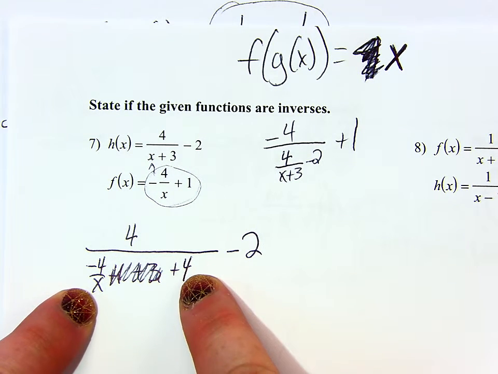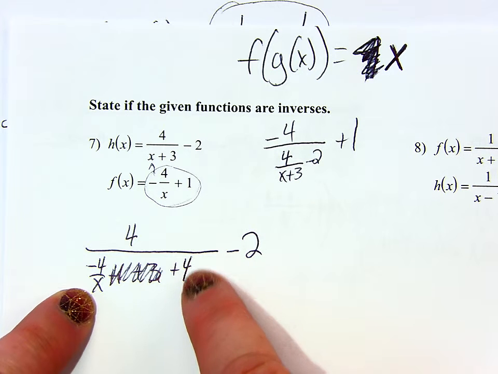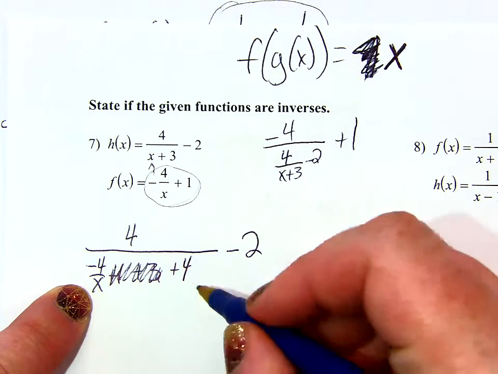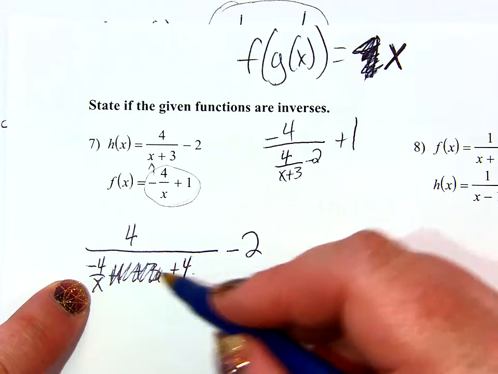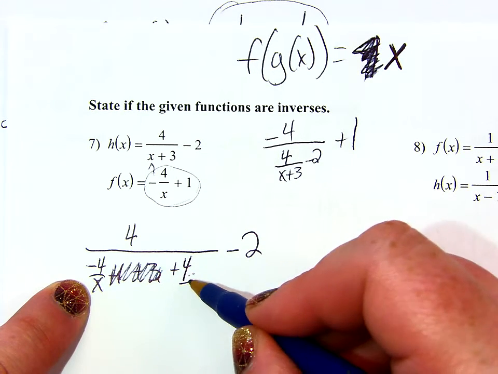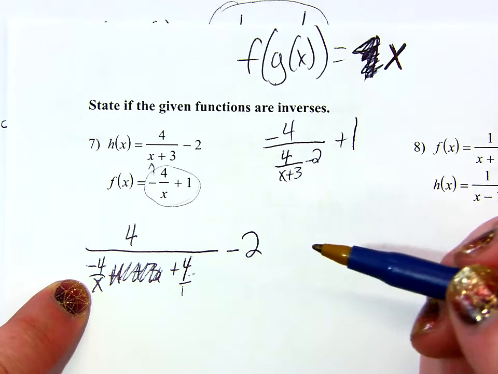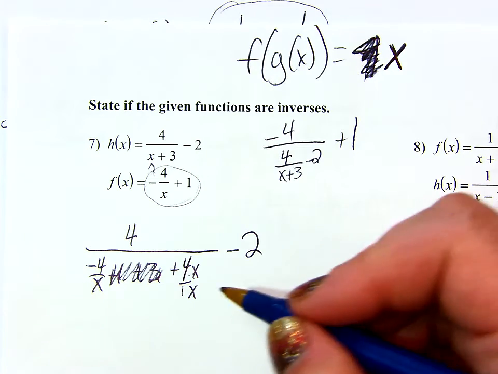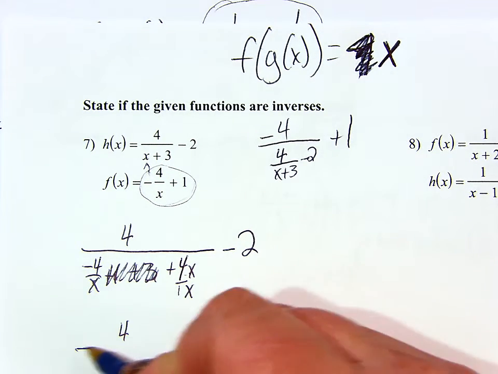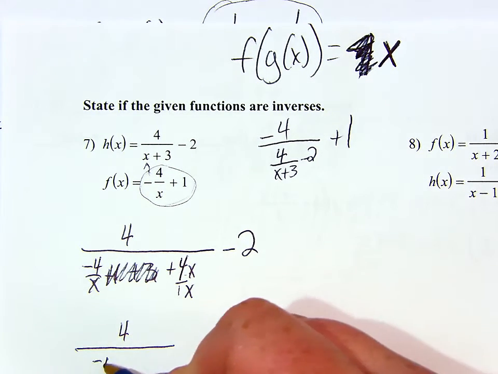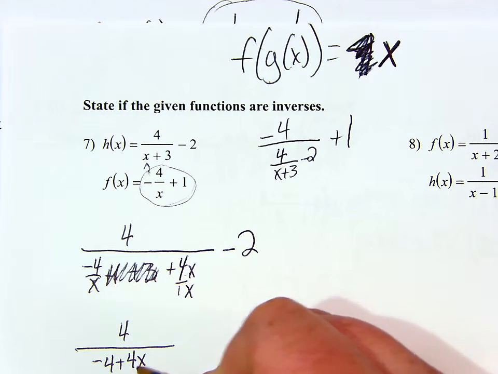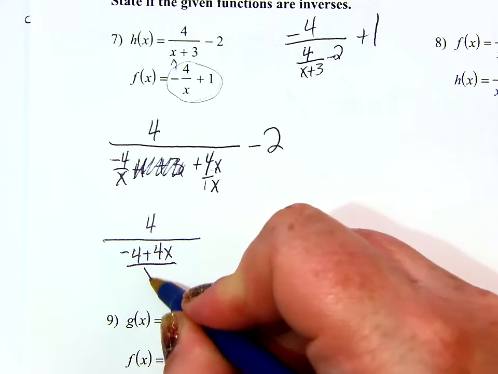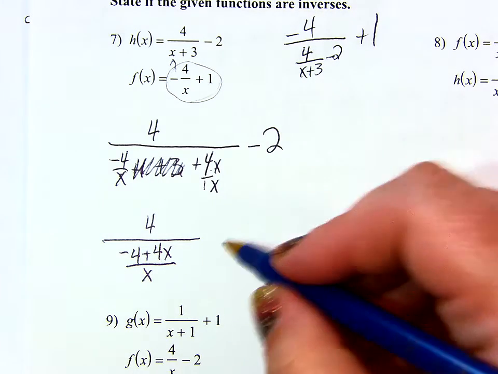I need to add these two fractions together. Well, that's not a fraction yet, but I have negative 4 over x, and I want to add 4 to it. So how am I going to add these two together? Right now its denominator is 1, so multiply by x over x. So now I have 4 over negative 4 plus 4x, all over x. And then I'm going to minus 2.